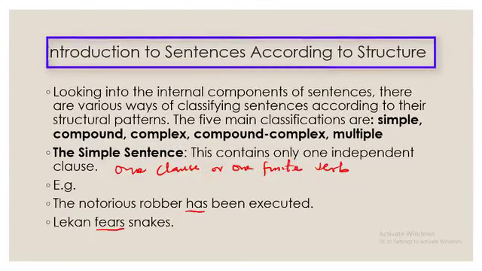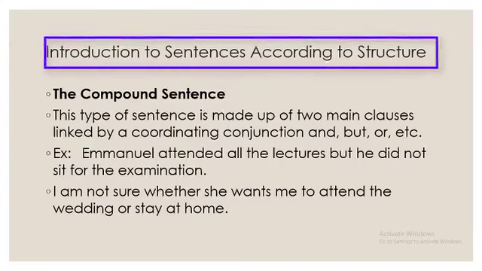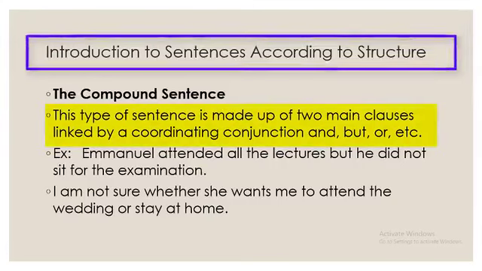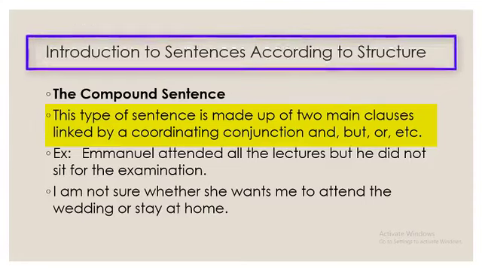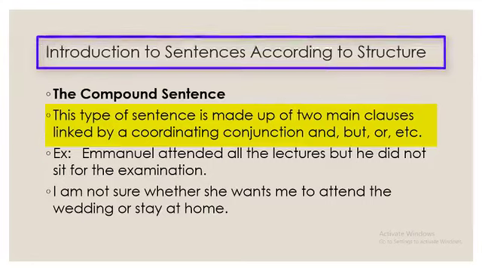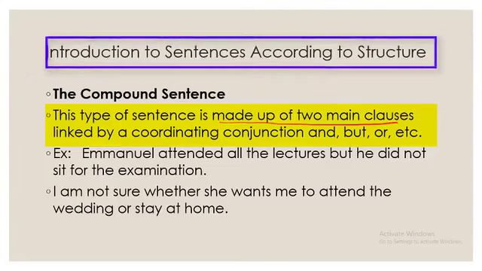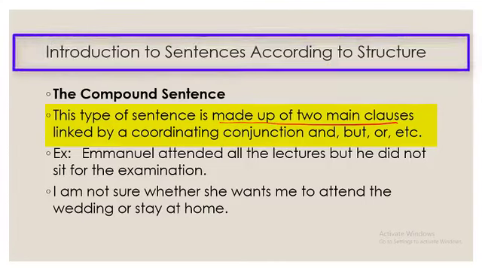So let's move on to the next sentence type, and that is the compound sentence. The compound sentence is a whole lot different from the simple sentence. A compound sentence makes two or more statements. That is, it will contain two or more clauses, and oftentimes they are linked by what we call a coordinating conjunction.